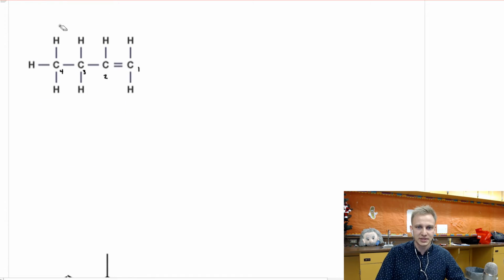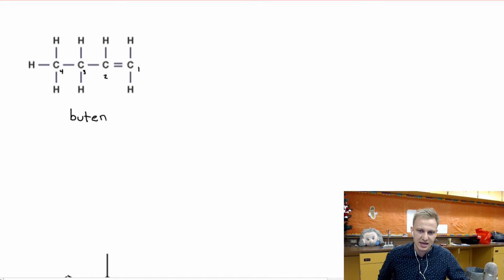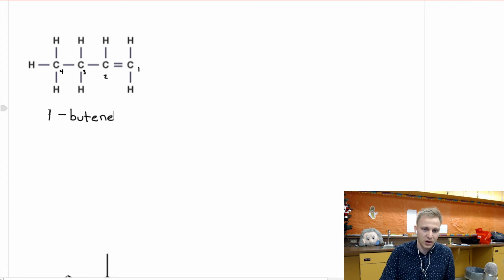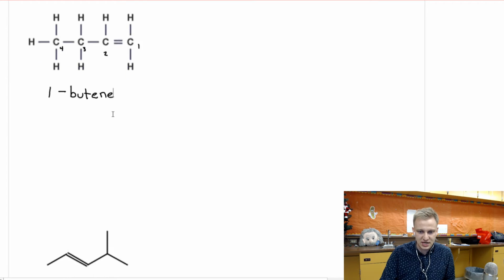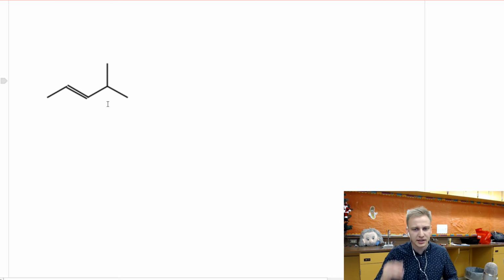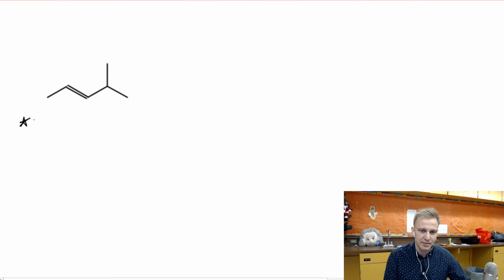In a molecule where we typically do need the number, we can see here that we have a 4-carbon molecule, and so we know that we have a but of some sort. We have a double bond present, so we're going to change the butane to now butene. We also now need to indicate where that double bond is located, and it's located on carbon number 1, so 1-butene.